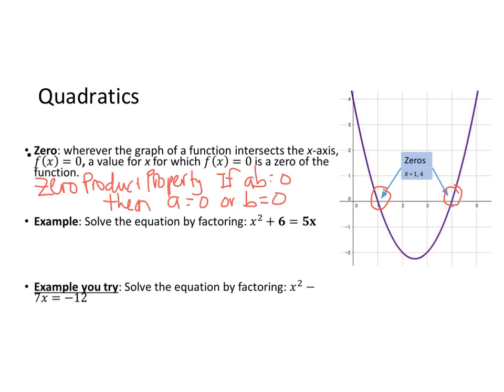Now we're going to solve an equation by factoring. The first step, we will move everything to one side of the equal sign. So I'm going to subtract the 5x so that we have equals 0 on one side of our equation. So x squared minus 5x plus 6 equals 0. Now I'm going to factor. I should be able to do guess and check because my leading coefficient is a 1 on the x squared.